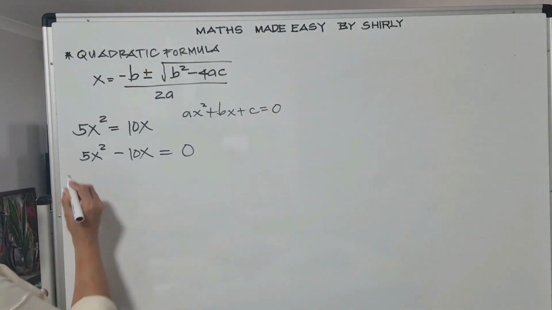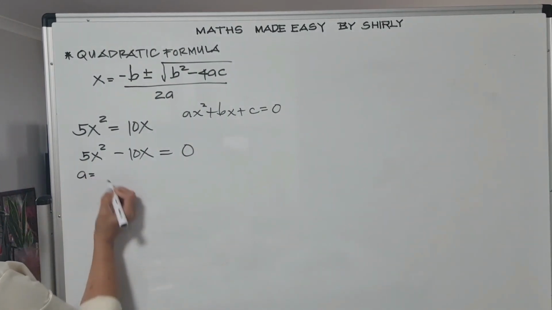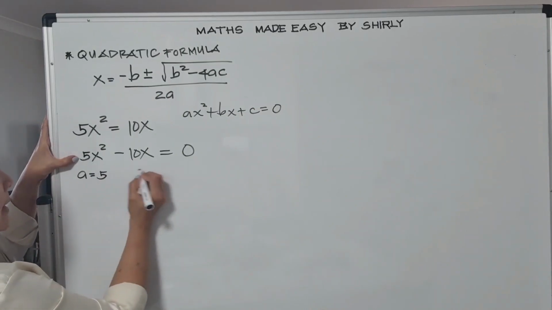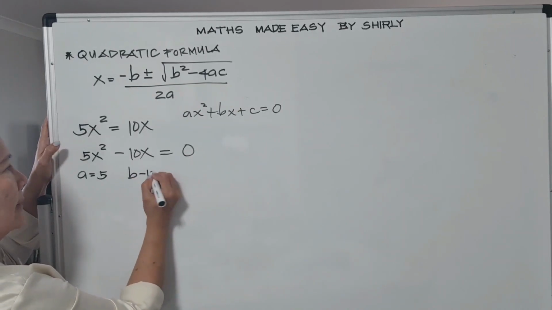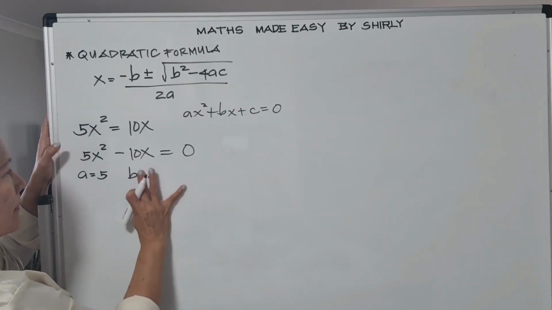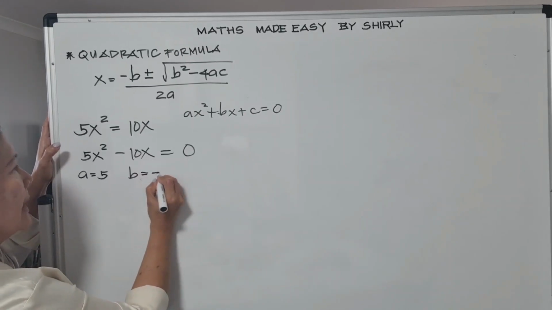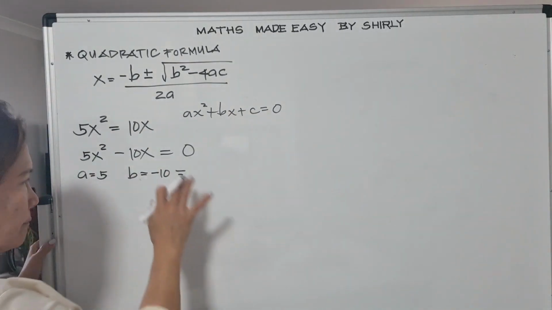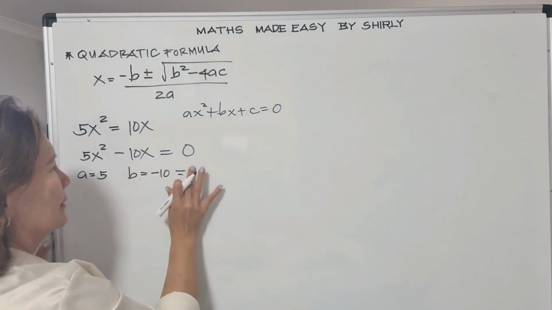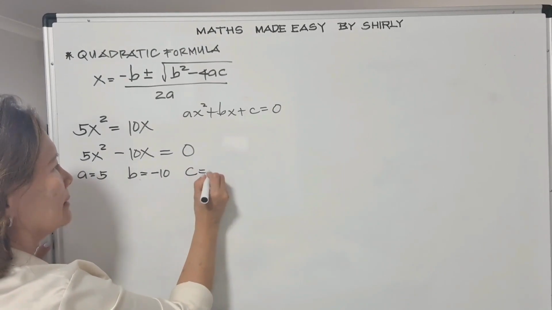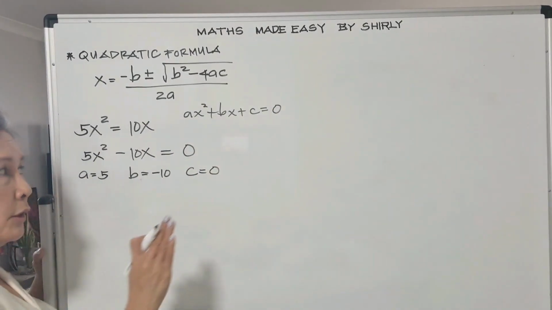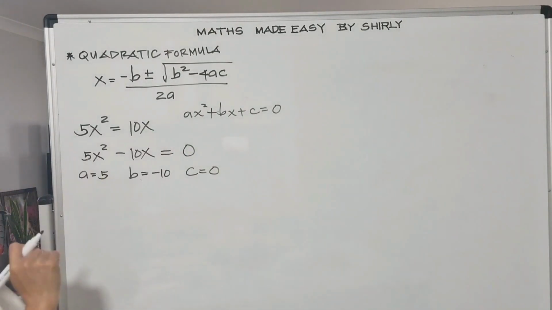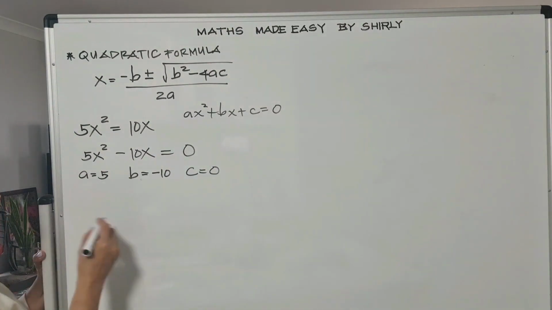Now let's have your a here. A is the coefficient of your x squared, so that is 5. And your b is negative 10. B equals negative 10. And what is c? We cannot see any constant here, so therefore c equals 0. Take note, it is only a that can never be equal to 0 in a quadratic equation.